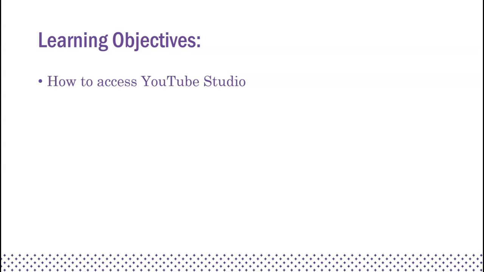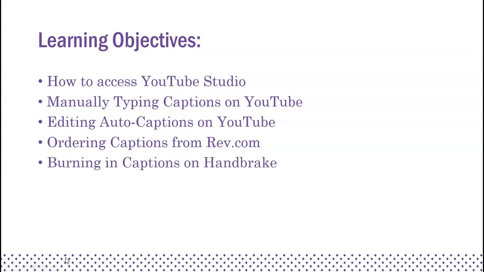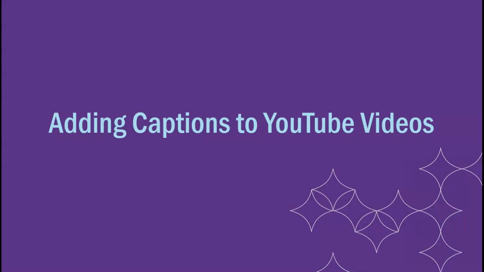First, I will show you how to access YouTube Studio and upload your videos. Then I will show you how to manually add subtitles and edit auto captions to make them ADA compliant. Next, we'll look at the process for ordering captions from rev.com and burning them in. We will end with some tips and tricks about how to ensure the format of your presentation and your captions work smoothly and efficiently. Let's get started.